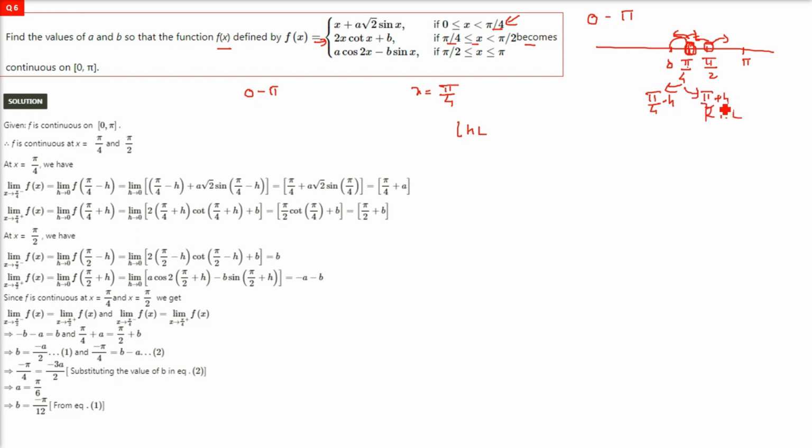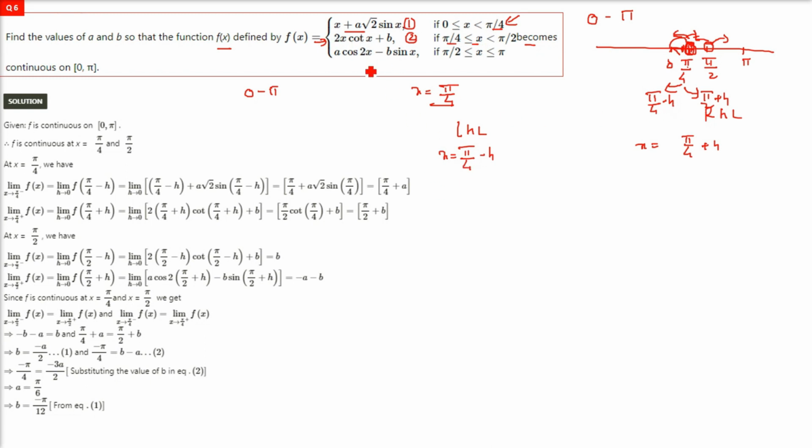Similarly, pi by 4 plus h is a bit further than pi by 4. So we'll put x equals pi by 4 minus h on the left hand side, and we'll replace x by pi by 4 plus h on the right hand side. Please remember, at pi by 4 minus h, you are behind pi by 4, so you have to use the first function. Just a point ahead of pi by 4, you have to use 2x cot x plus b. Okay. So these two functions we have to use, one for the left hand limit and one for the right hand limit.